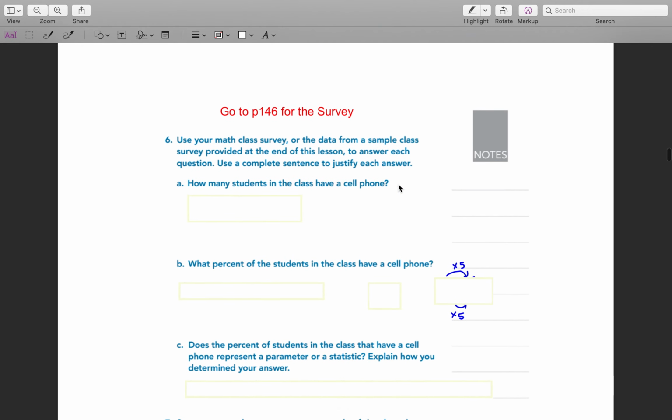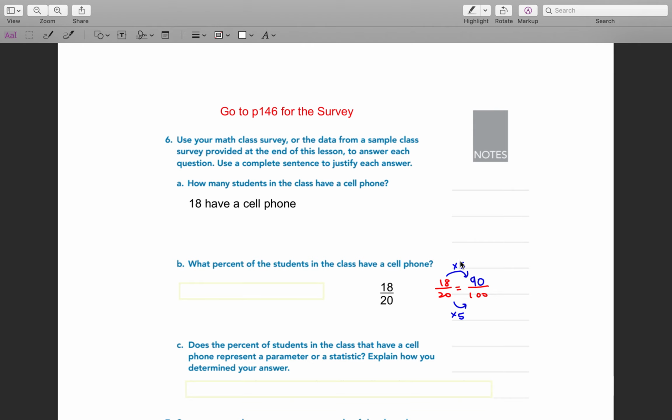And it says, how many students in the class have a cell phone? So from this survey, we saw that there's 18 students that have a cell phone. What percent of the students in the class have a cell phone? So if it's percentage, well, first of all, as a fraction, it would be 18 out of the 20 students total surveyed, so it's 18 over 20. But to convert that to a percentage, we would just have to set up a proportion out of 100. So it's going to be 18 over 20 is equal to x over 100. And since we know that 20 times 5 would give you 100, you would have to do the same thing to the top as well.